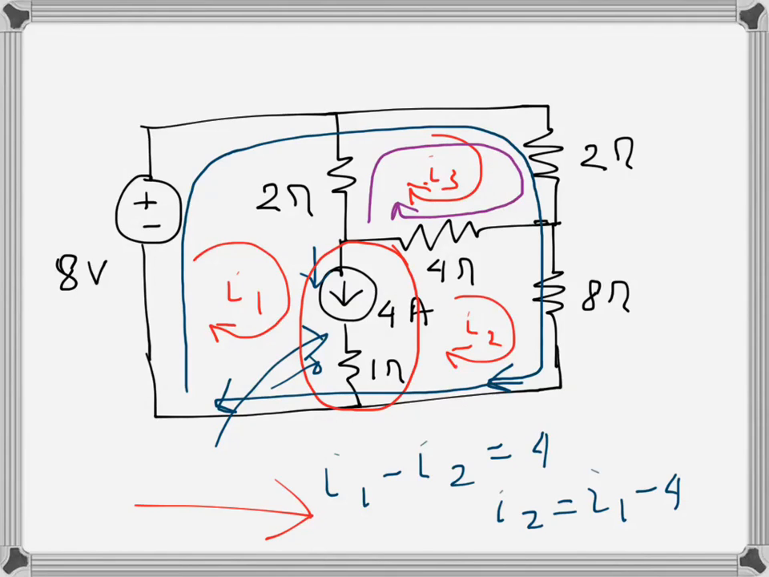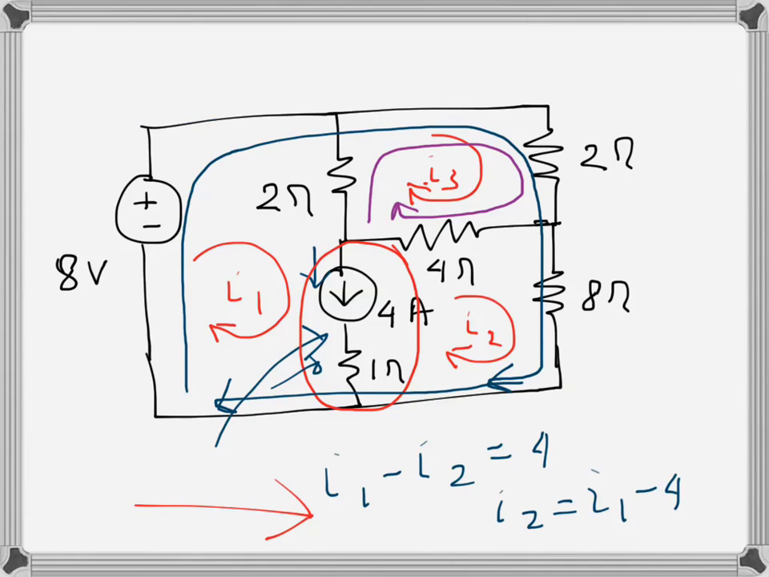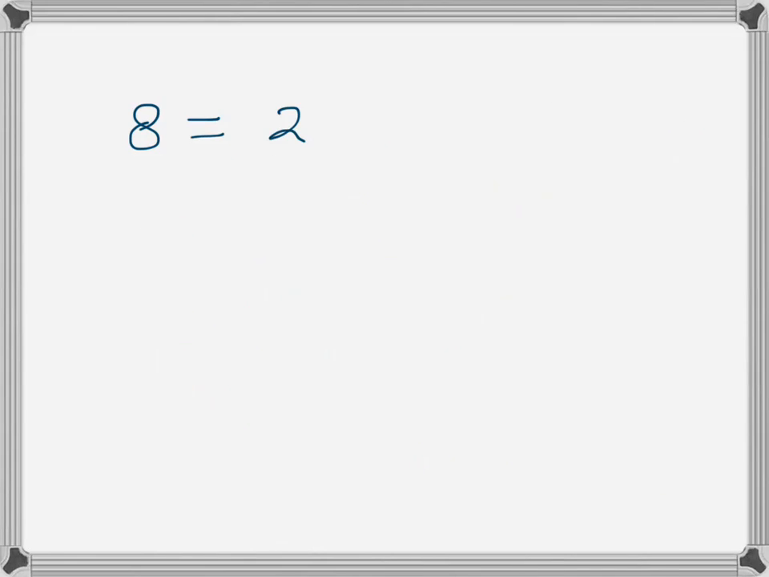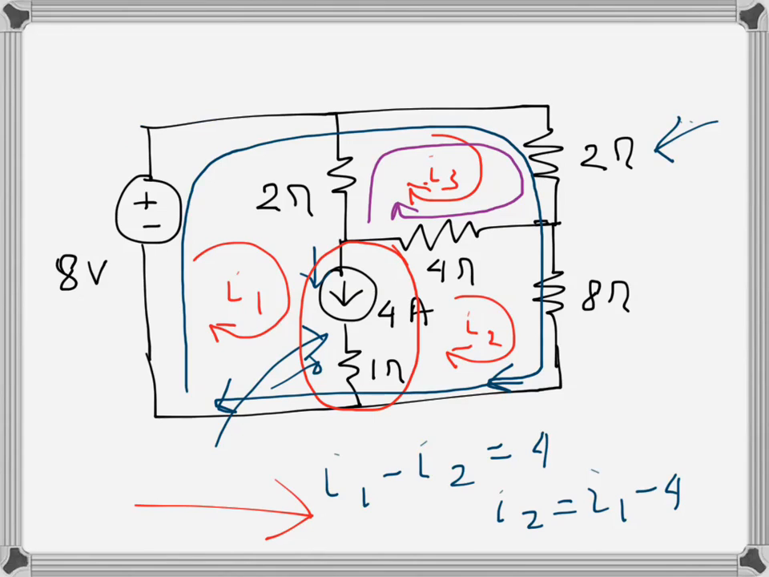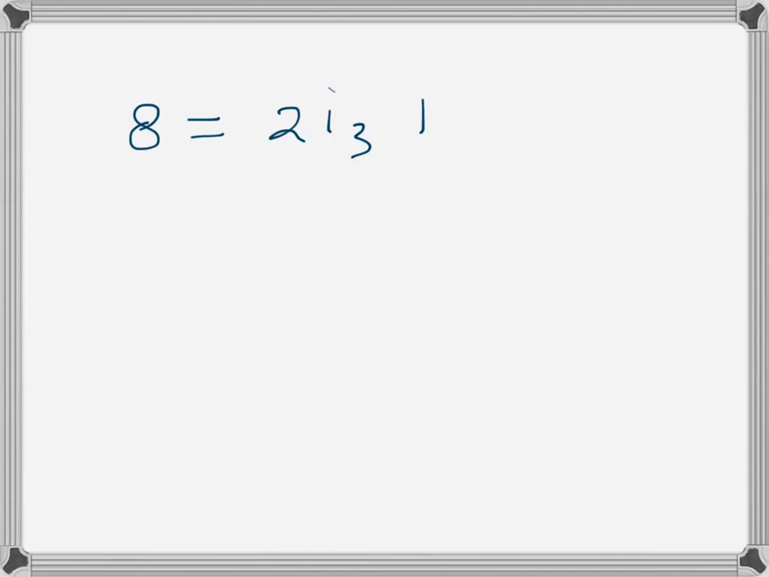So let's first write the equation for the outer bigger loop. On the left hand side I am writing the rises, that will be 8, and then the drop across this resistance 2 ohms, that will be 2 times I3, and then the drop across this resistance 8 ohms, that will be plus 8 times I2. So we can write it as 4 is equal to I3 plus I2.